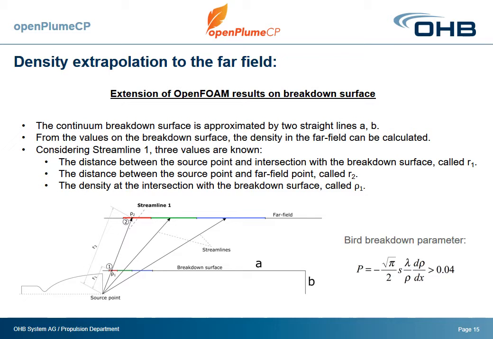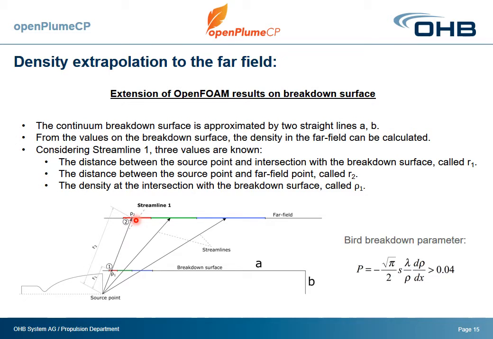Then we see what is the distance between the source point, as you can see in this figure, called R1, and then we extrapolate that to the different streamlines. The idea there is, from these 3 known values, R1, R2, and ρ1, which is the density at this breakdown surface, to be able to calculate the density ρ2, which is the unknown. R1 is the distance from the source point to the intersection with the breakdown surface, and R2 is the intersection between the source point and the far field that we are interested in. This is the ray tracing analysis.